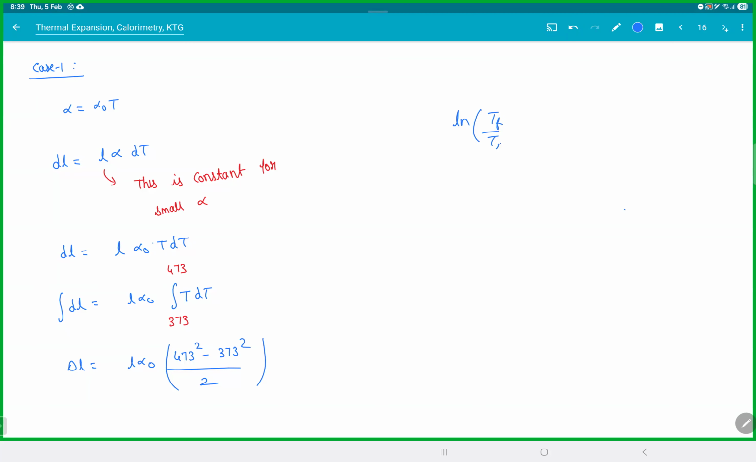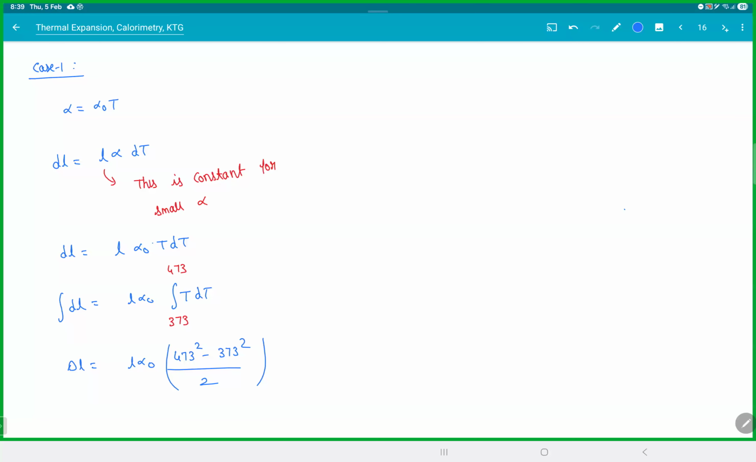Some such answer will come. And they gave something like temperature changes from 100 to 200 degrees. Everyone substituted 100 and 200, they got ln 2. And the best part, even JEE people took it as ln 2. Even they made that mistake. The answer was actually root 473 by 373. They gave bonus. So temperature is in Kelvin, so be careful with that.